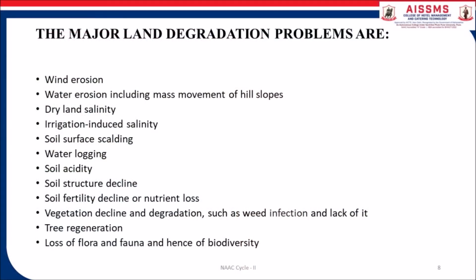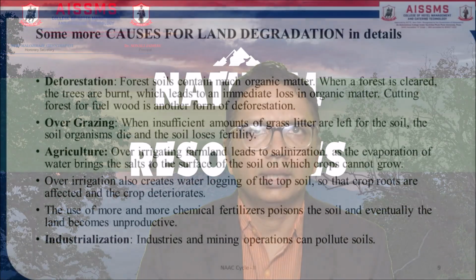Let us understand the major land degradation problems, which are wind erosion, water erosion including mass movement of hill slopes, dry land salinity, irrigation induced salinity, soil surface scalding, water logging, soil acidity, soil structure decline, soil fertility decline or nutrient loss, vegetation decline and degradation, such as weed infestation and lack of tree regeneration, loss of flora and fauna and hence of biodiversity.